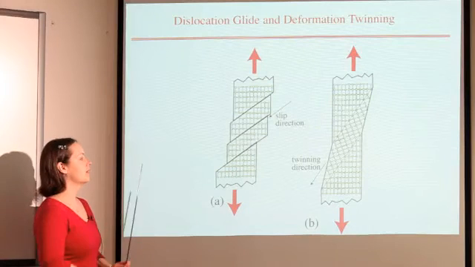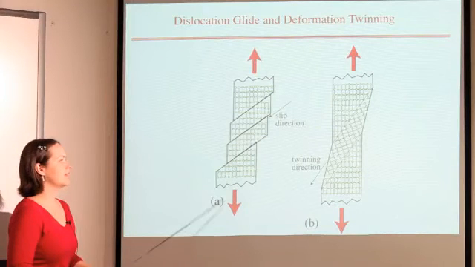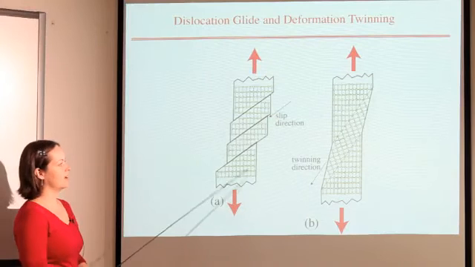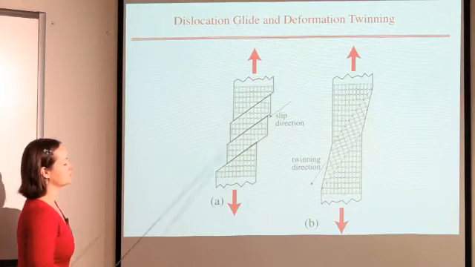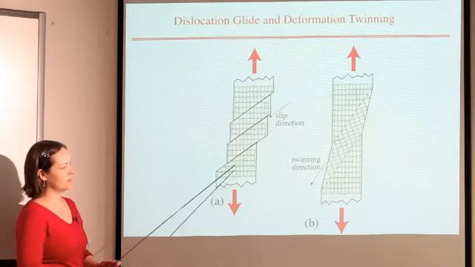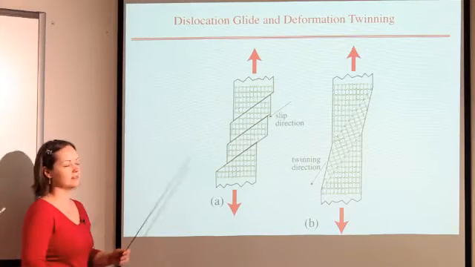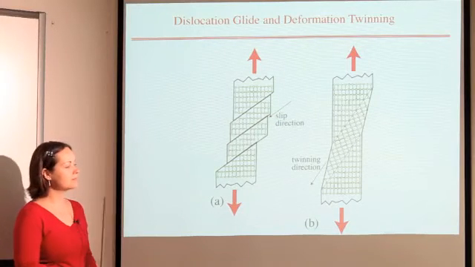So in dislocation motion, that occurs by the movement of many dislocations along slip planes. And so this doesn't show individual dislocations, it just shows that the net effect is that we have different regions of the crystal displaced with respect to each other.